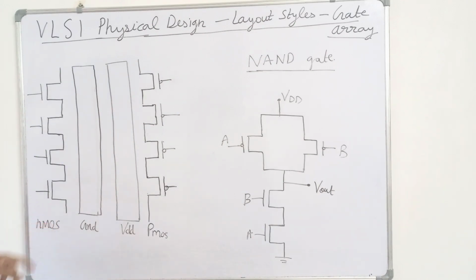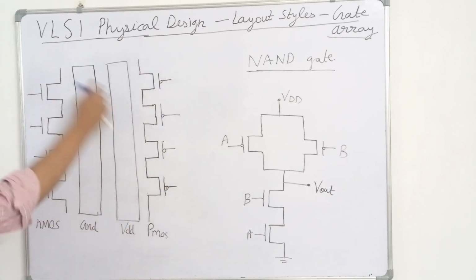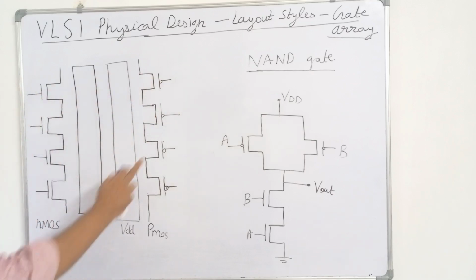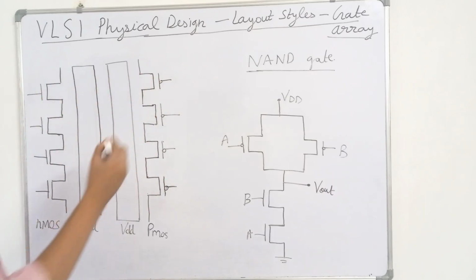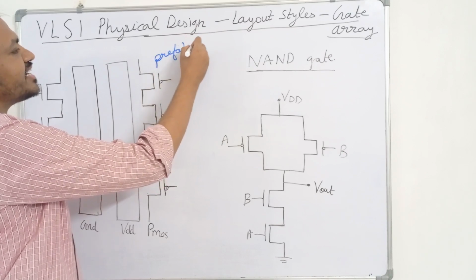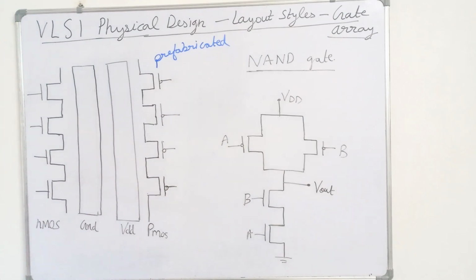So you can see these transistors, NMOS and PMOS. I have only shown four of these here, but these are prefabricated on a wafer in the form of a two-dimensional array. A single wafer can consist of many such arrays.